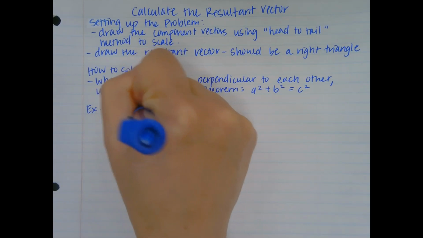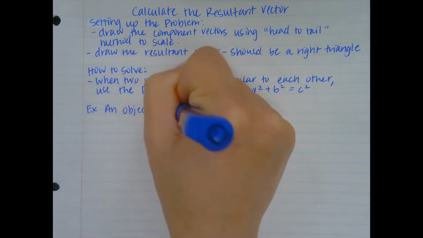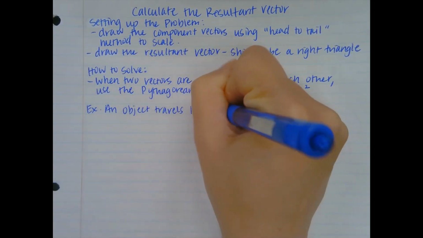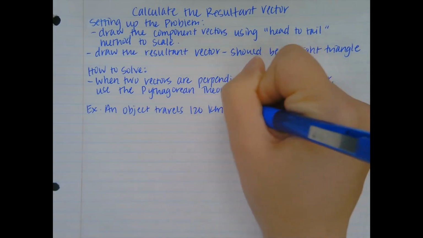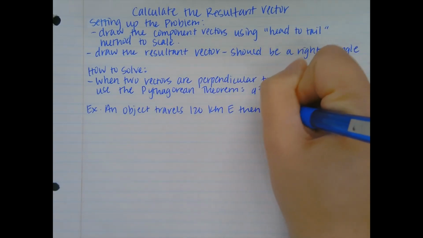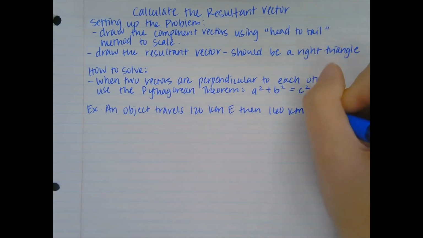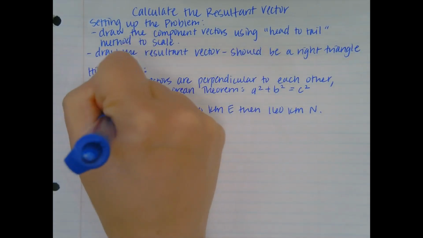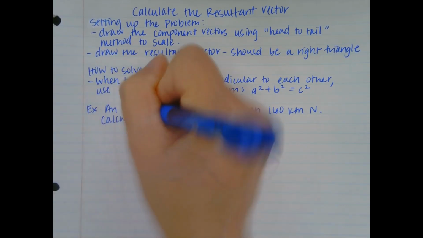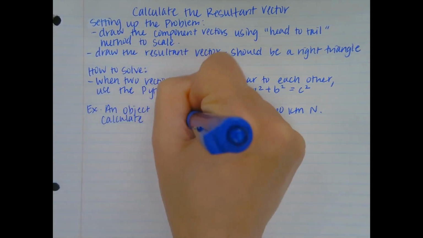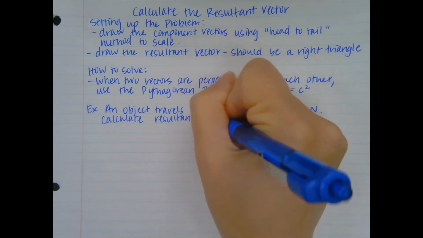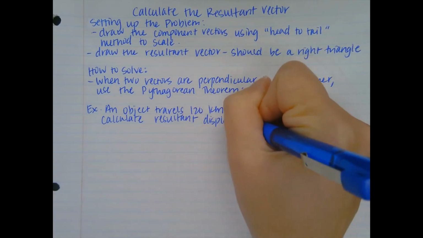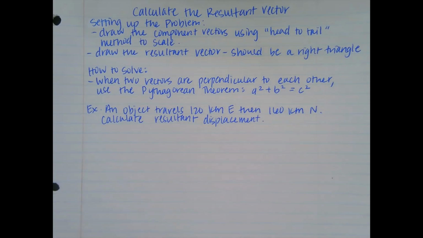An object travels 120 kilometers east, then 160 kilometers north. Calculate the resultant displacement. Alright, so normally I'd be using graph paper, but I'm just going to do a quick sketch here using our relative size of our vectors.